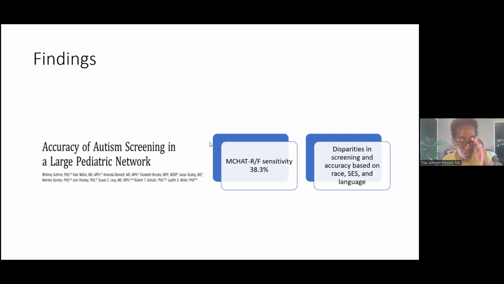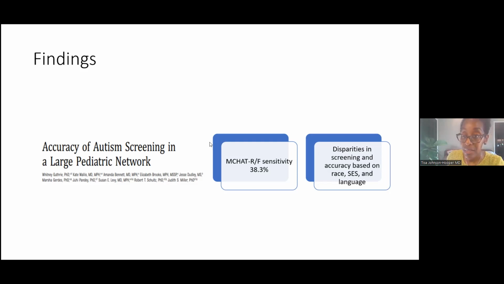Even with universal screening practices, children of color, those from lower income households, those who receive public insurance, and those exposed to languages other than English were more likely to be missed. The authors of the study were clear and pointed out that providers should continue to screen, as accurate screening positively impacts the age of diagnosis.